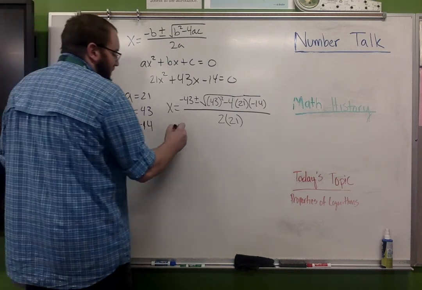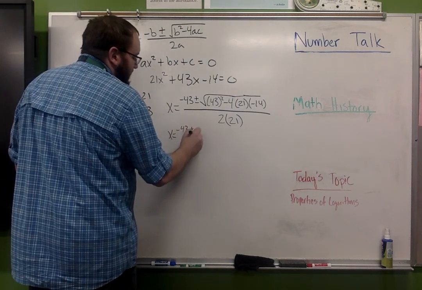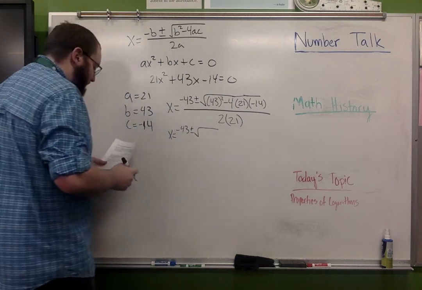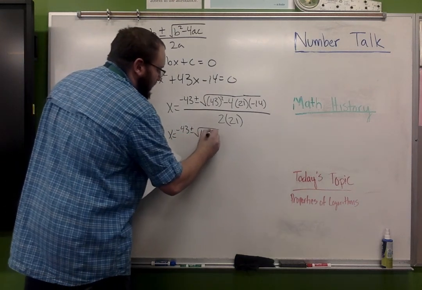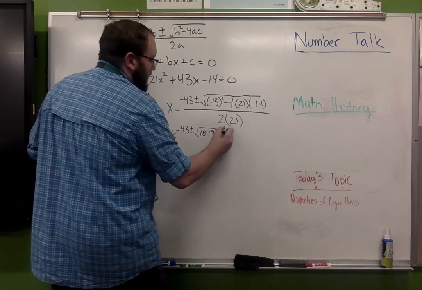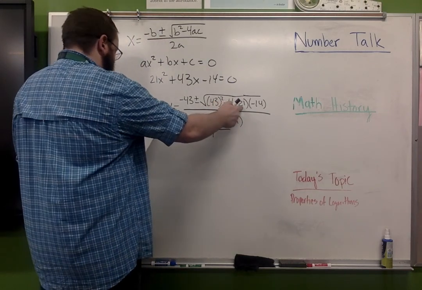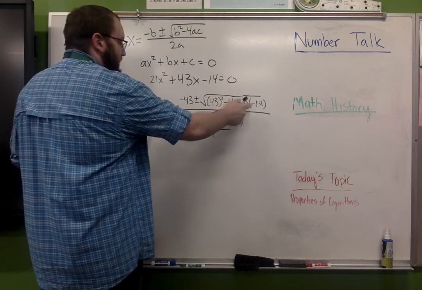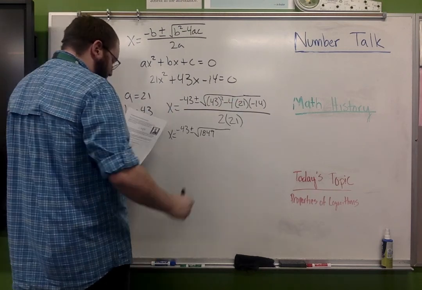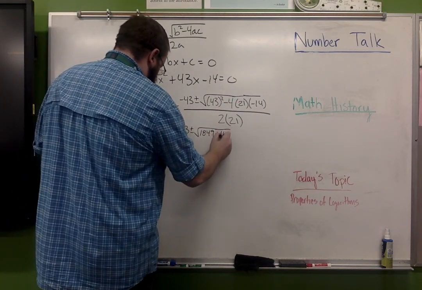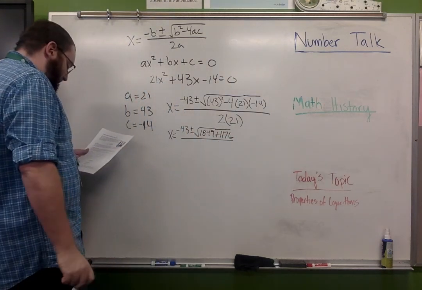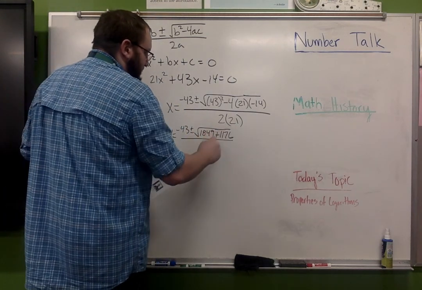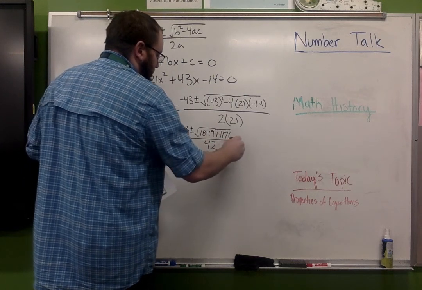So let's see here. Negative 43 plus or minus the square root. 43 squared is 1,849. Okay, and then negative 4 times 21 times negative 14 is positive 1,176, divided by 2 times 21, which is 42.